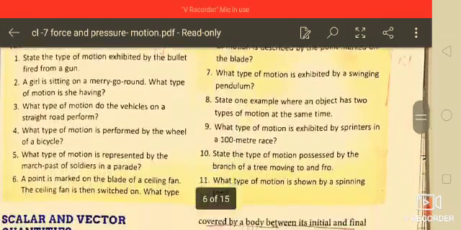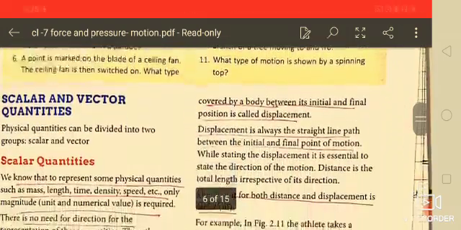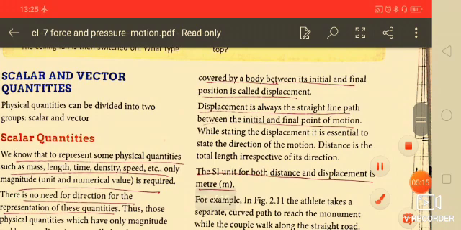This one is test your understanding. You will find these answers in the given notes. Next is scalar and vector quantities. Students, about this topic we will discuss in our next video.